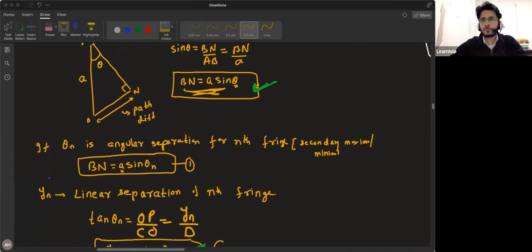So that statement, with the diagram, is if theta n is the angular separation, right? Yes, if theta n is angular separation and n is in subscript, we are not multiplying theta and n. Theta n means theta for the nth maximum or nth minimum.